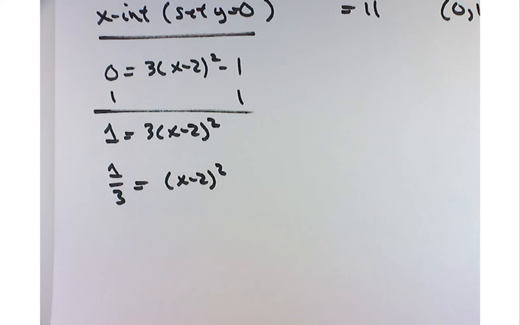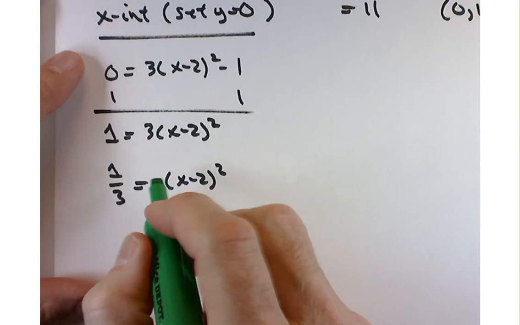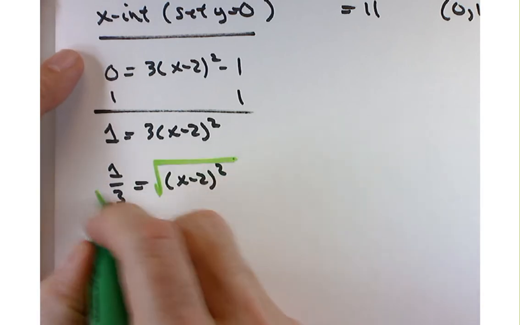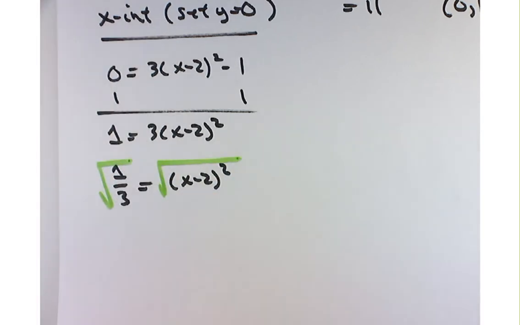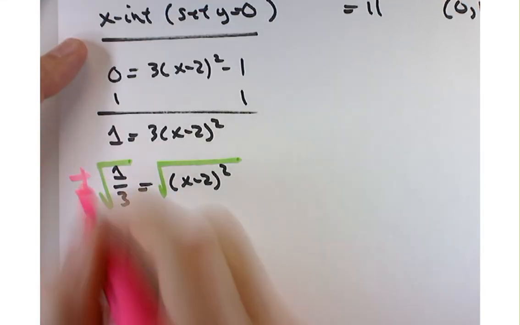Now what would you suggest? What's a good trick that we could try right now? Take the square root of each side. Yeah, take the square root of each side. And in particular, on the left-hand side, there's something that we got to remember. Don't make Josh do all the work. What do I have to remember on the left-hand side? Plus or minus. Plus or minus, thank you. Need that plus or minus.